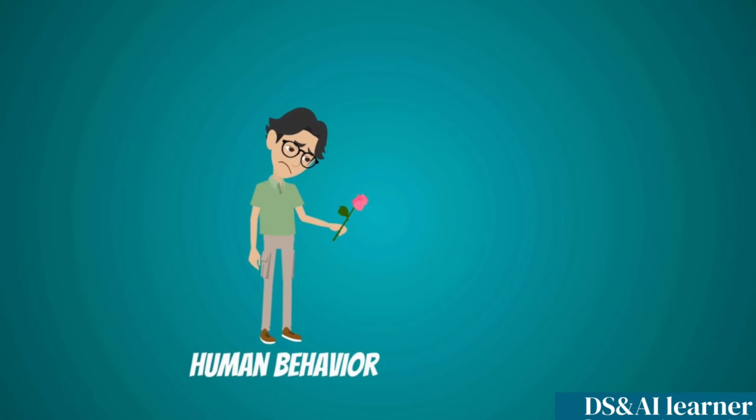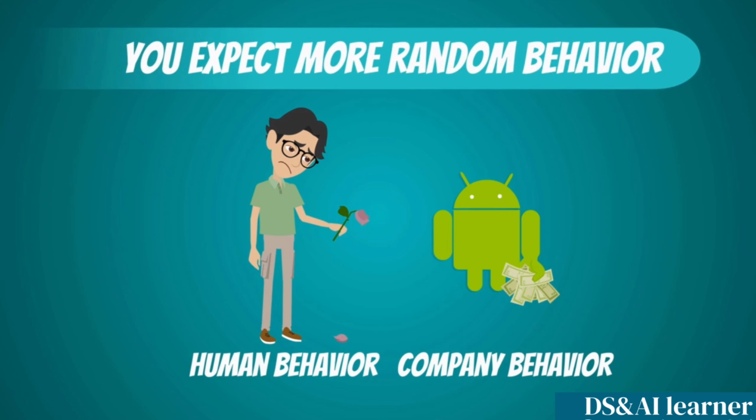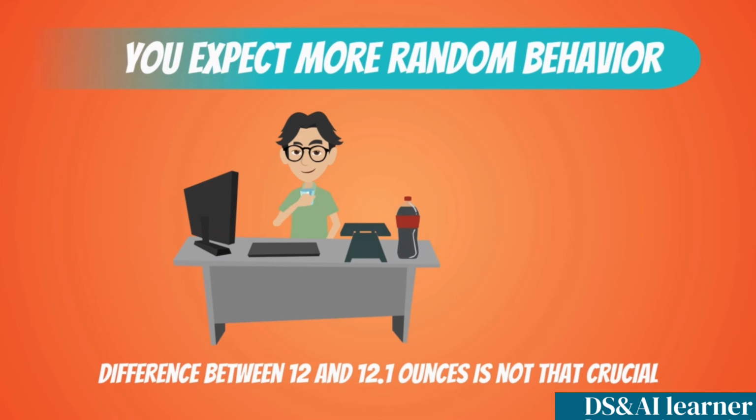So, in certain situations, we need to be as accurate as possible. However, if we are analyzing humans or companies, we would expect more random or at least uncertain behavior, and hence a higher degree of error. For instance, if we want to predict how much Coca-Cola its consumers drink on average, the difference between 12 ounces and 12.1 ounces will not be that crucial. So we can choose a higher significance level like 0.05 or 0.1.